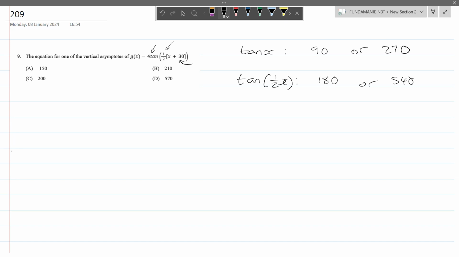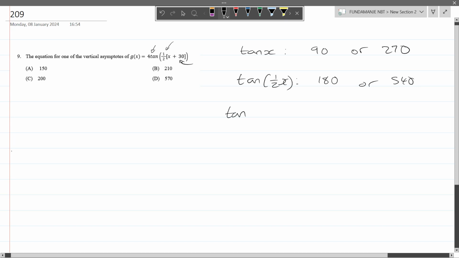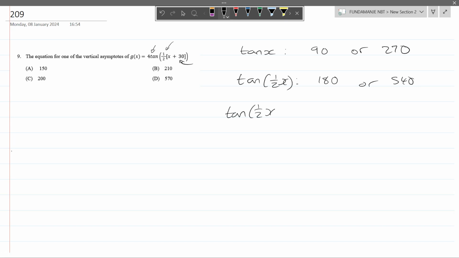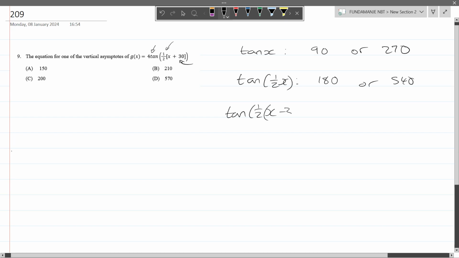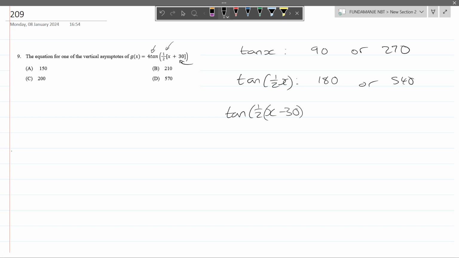But let's see now how this is affecting our function. So plus 30, like that. Now this is going to shift it 30 units to the left. So we're going to say 180 minus 30, which is going to be 150, or 540 minus 30, which is going to be 510. And we see that there's 150 here, so that's our answer.